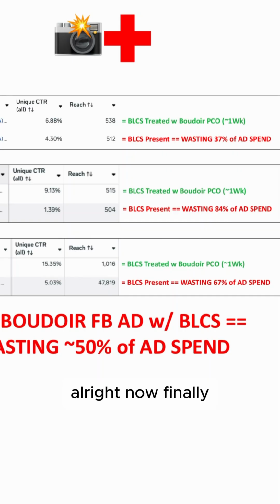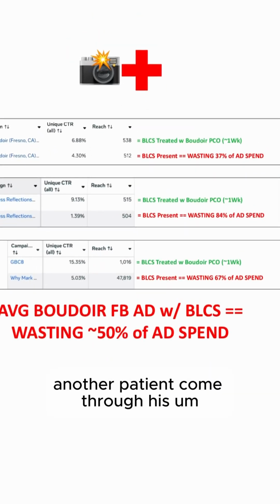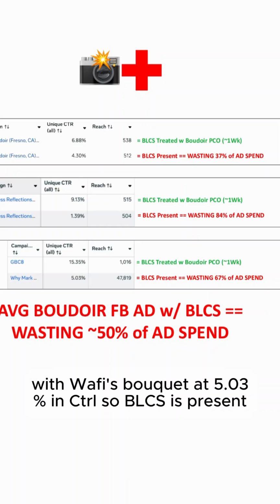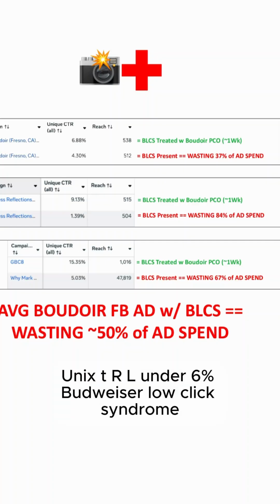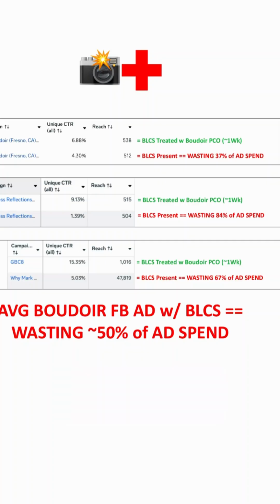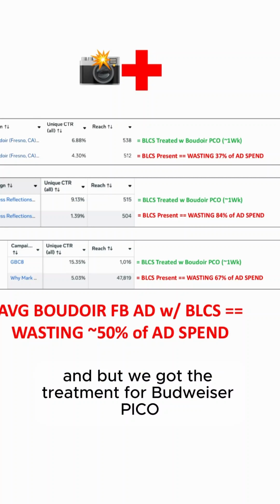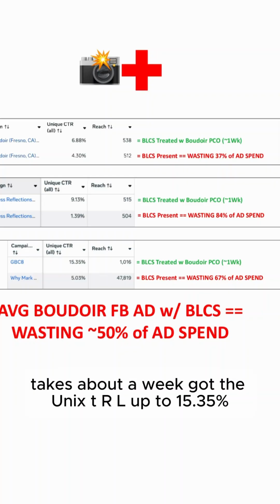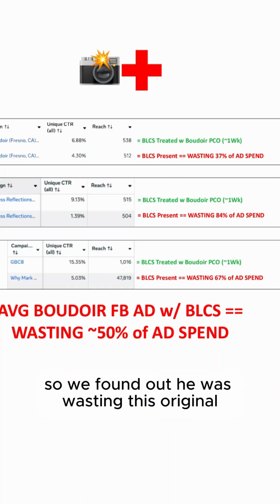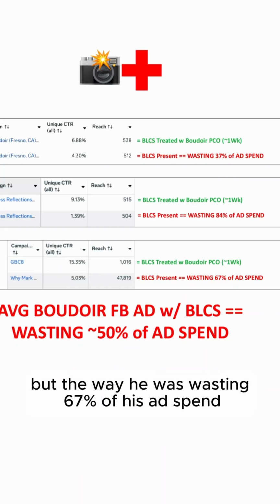All right, now finally, another patient came through with a Boudoir Facebook ad at 5.03% unique CTR. So BLCS is present. Unique CTR under 6%, Boudoir low click syndrome. But we got the treatment for it, Boudoir Pico. So we treated it with Boudoir Pico, it takes about a week. Got the unique CTR up to 15.35%. So we found out this original Boudoir Facebook ad was wasting 67% of his ad spend.